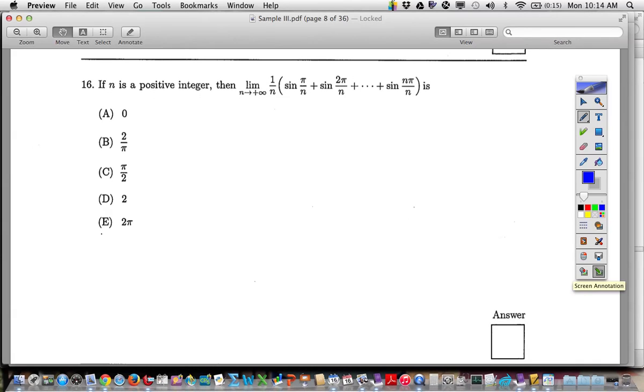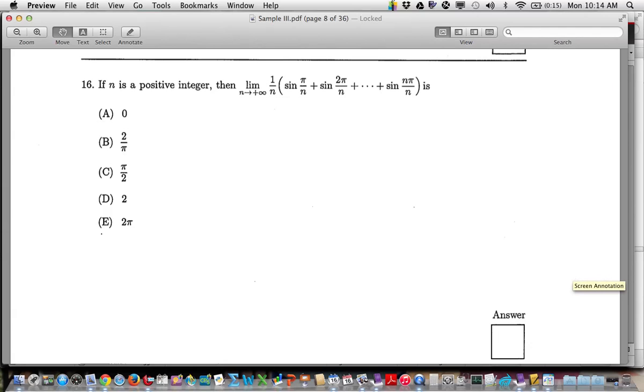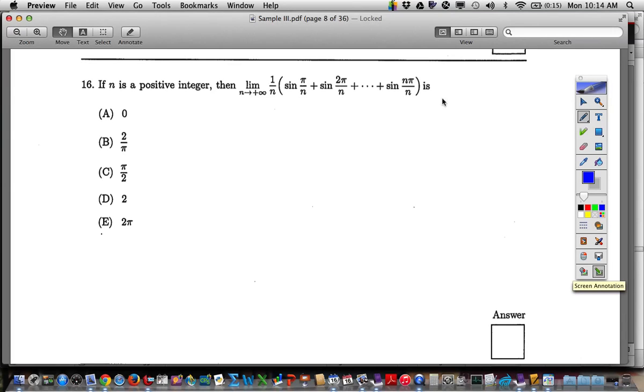I did visit with a few people about this one. It says if this is a positive integer, then what is this limit? You really don't have to do a limit. This is a no calculator one. What you want to do whenever you see one like this is that sigma integral conversion that we did. So forget the limit as n goes to infinity.